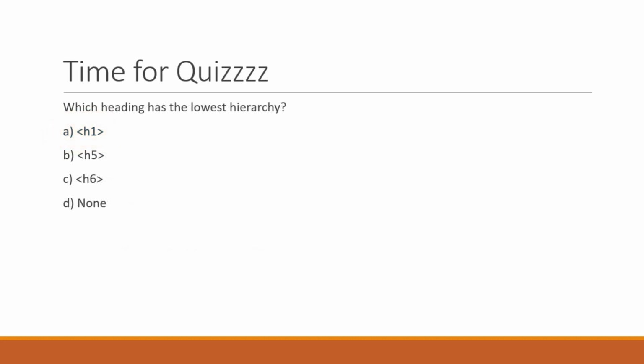Which heading has the lowest hierarchy? A. H1 tag. B. H5 tag. C. H6 tag. D. None. The answer is C. H6 tag. Which heading has the biggest font size? A. H1 tag. B. H3 tag. C. H6 tag. D. None. The answer is A. H1 tag.